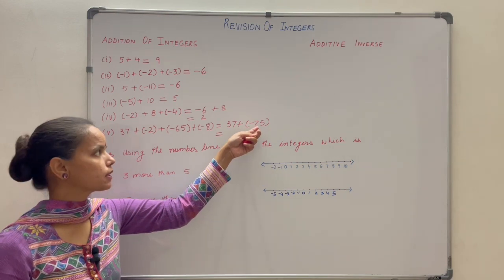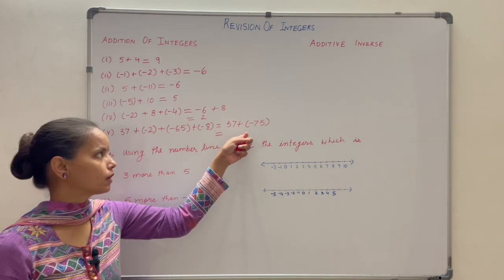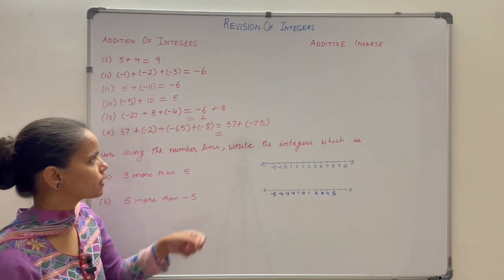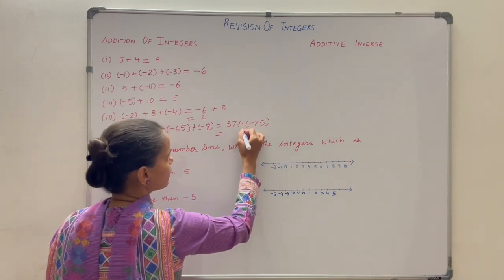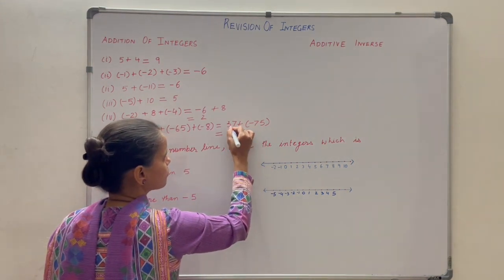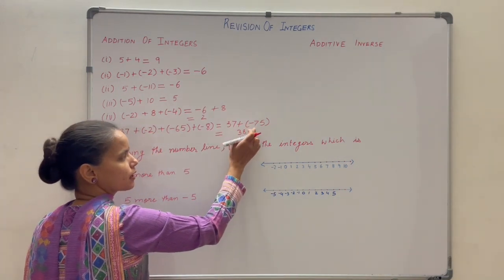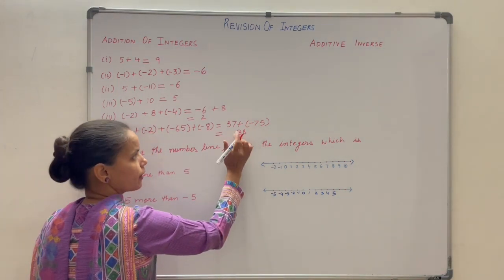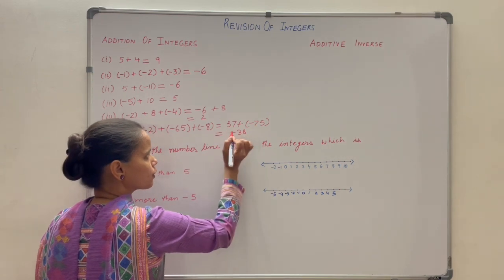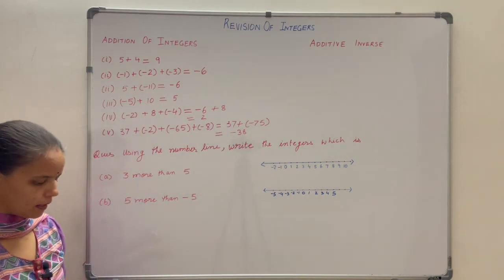So which one is greater? 75. 37 is smaller. So 75 minus 37. So 15 minus 7 is 8. 6 minus 3 is 3. And the sign of the greater number: the greater number is 75. The sign is minus. So you need to put a minus sign.